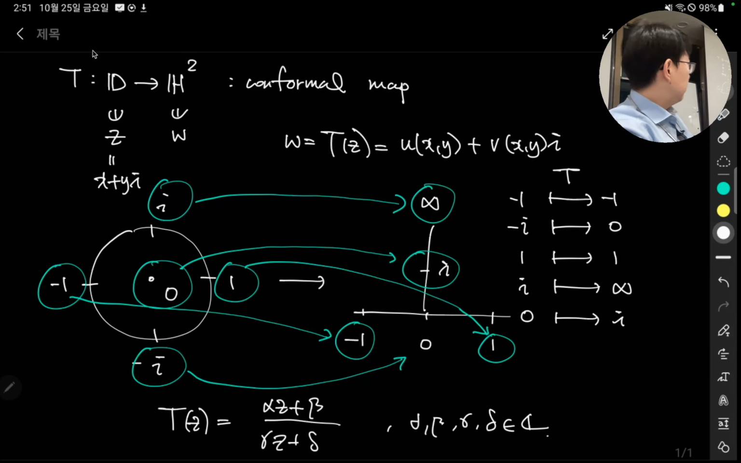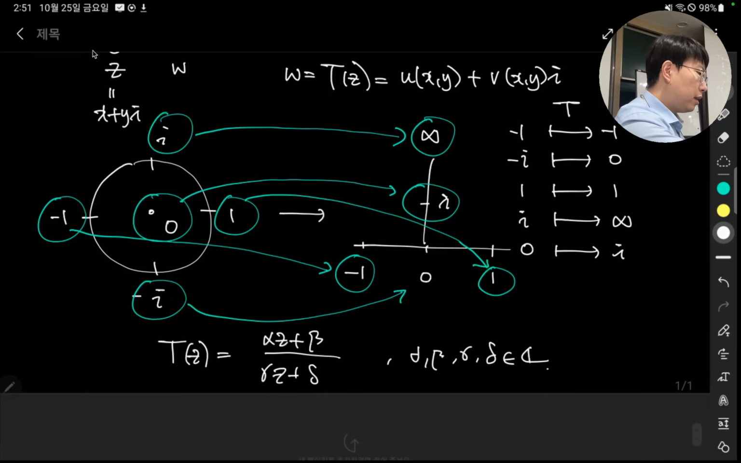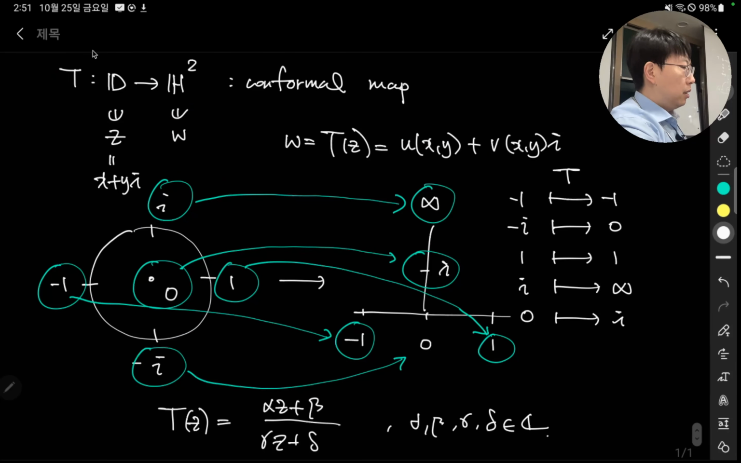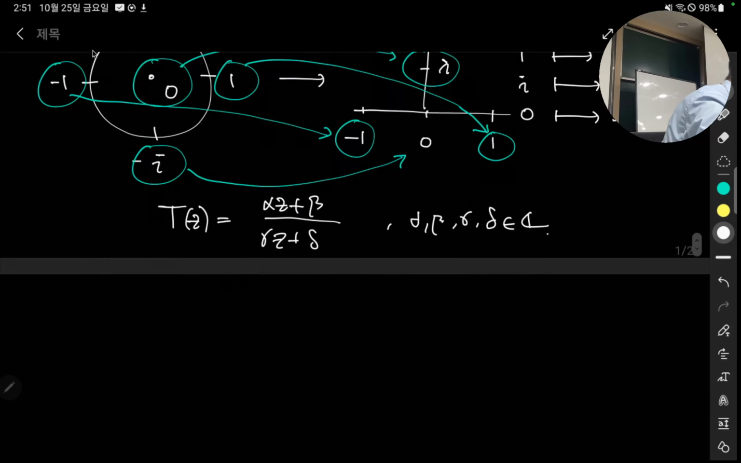T(z) is always in the form of a rational function, a fraction of two complex expressions. The numerator and denominator are each linear functions of z, and the coefficients are also complex numbers: alpha, beta, gamma, delta. It's hard to find by setting up the equations, so I'm going to show you how. It was actually done last time, so I want to show you again.